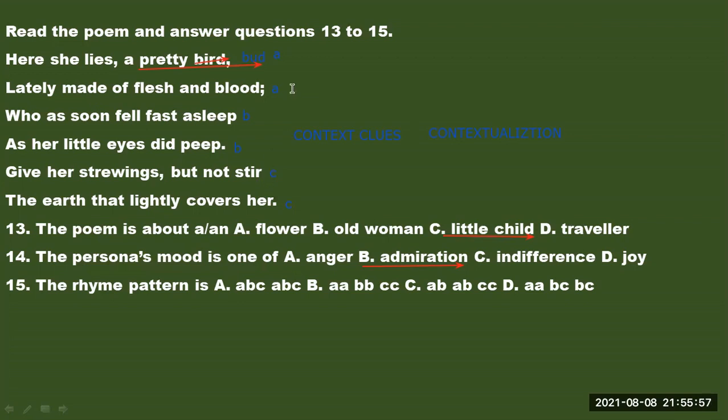So we have seen A, B, B, C, C. So option A is A, B, C, A, B, C. No. Then option B is A, B, B, C, C.